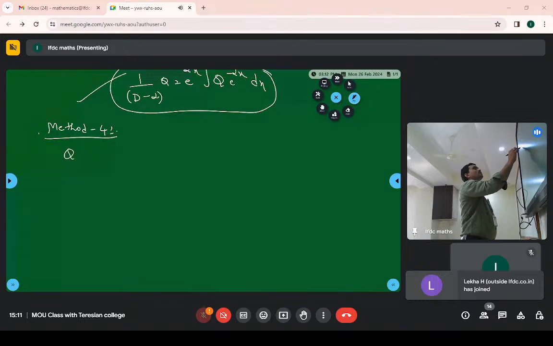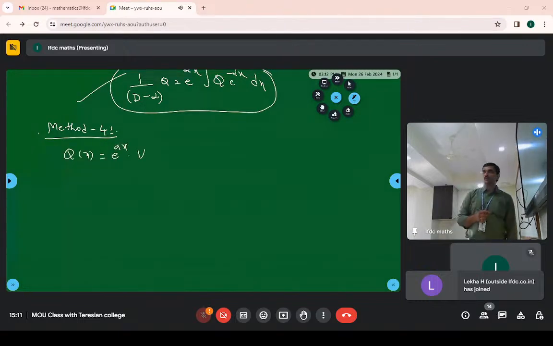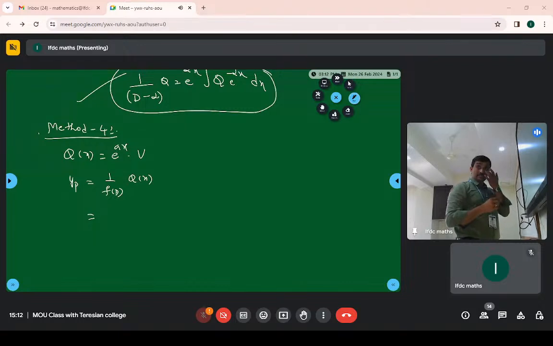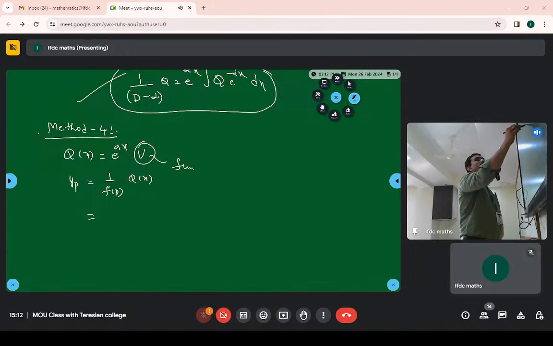So Q of x function must be in the form of e power ax into v. How to solve e power ax into v? Yp is equal to 1 by f of D into Q of x. V must be a function of x. Very, very important: here v must be a function of x terms only.